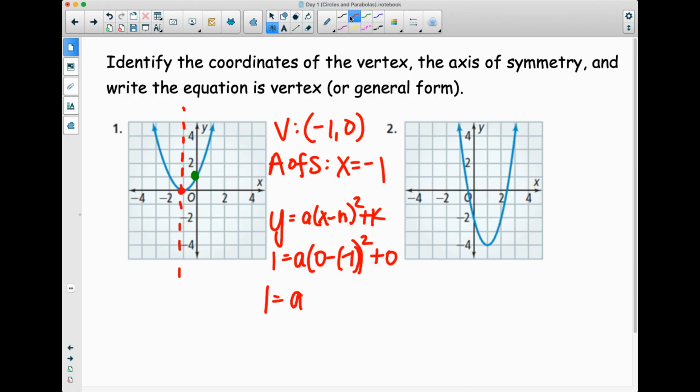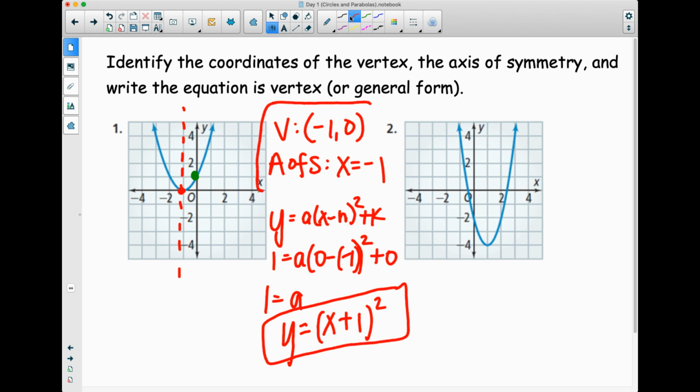So 1 equals a, and then that becomes a positive 1. 1 squared is just 1, plus 0, all the things we don't have to put. So then a equals 1 in this case. So y equals 1, we don't put, x minus our h, so that becomes x plus 1 squared plus 0 that we don't put. Okay. So there's our equation, our vertex, and our axis of symmetry. Should, in theory, be a review, but if you need to, extra review on that is probably a good idea.